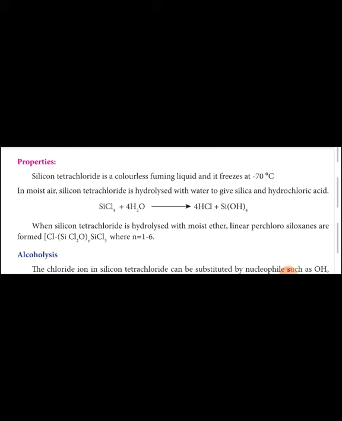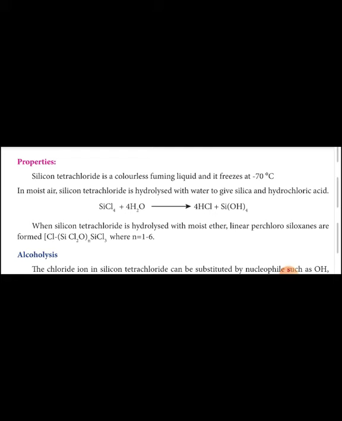In moist air, silicon tetrachloride is hydrolyzed with water to give silica. So it is not silica, it is silicic acid. Change it: silicic acid and hydrochloric acid. So SiCl4 when reacting with the water molecule forms HCl plus silicic acid. When silicon tetrachloride is hydrolyzed with moist ether, linear perchlorosiloxanes are formed. Its formula is SiCl2O n times SiCl3.